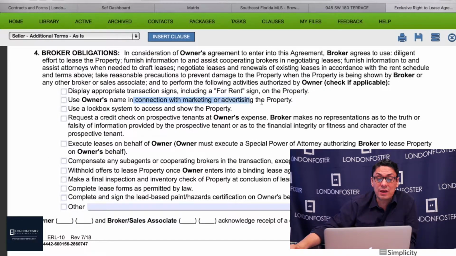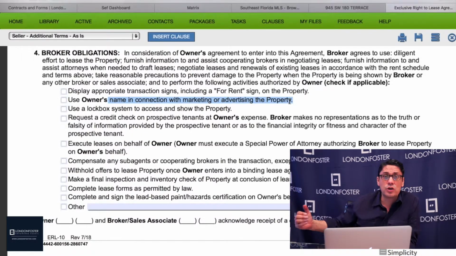Use the owner's name in connection with marketing or advertising the property. This is something that's very uncommon, but sometimes maybe if the owner's the one that's showing it, you might say, call Bob Smith and make sure that Bob Smith at this phone number, he'll be able to show you. So if you are going to be using his name, you need to make sure that you click that.